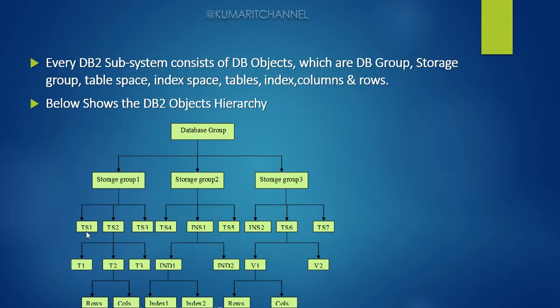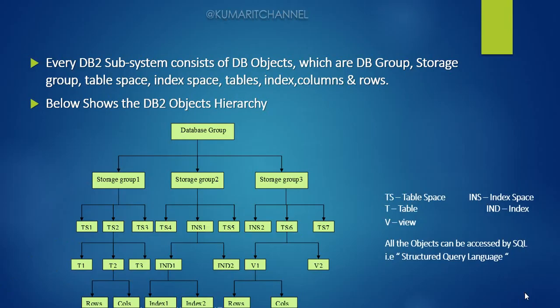Then comes the table space. It starts with the database group, storage groups, table space. Within the table space you have tables, and within the tables you have rows. This is the place where we create our tables and pull the information from the tables. Whenever we create a table, we give the database, storage and then table space, so inside the table space our tables are created. Here TS stands for table space, index space, and index.